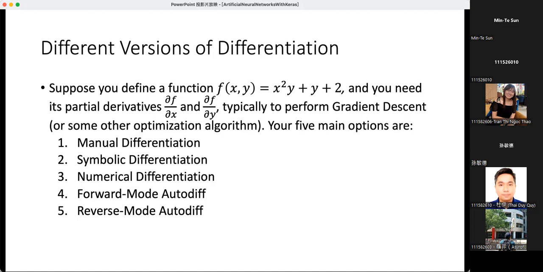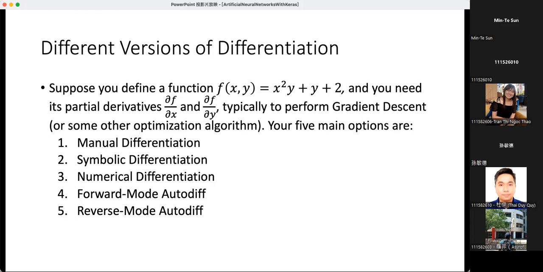Remember, in our gradient descent it's going to be higher dimensional. To be honest, in this example we use only two dimensions, x and y, but in reality, in artificial neural networks, the functions we commonly see have so many variables, maybe hundreds of thousands of variables. That's very common, and we want to get the partial derivatives for these functions in order to perform gradient descent. There are 5 different approaches we could use to do differentiation.